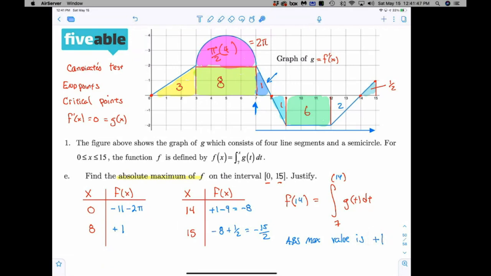Now here is the beauty of the candidates test. When it says justify for the candidates test problem, this is the justification. You don't have to write anything else. This works for your justification. And that's the beauty of it. So you can just write absolute maximum value and you can be done.